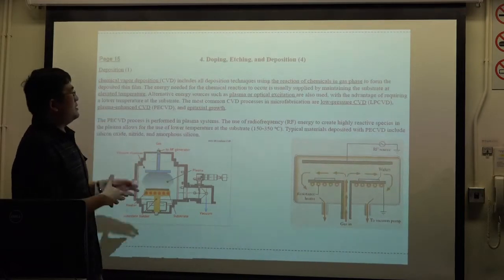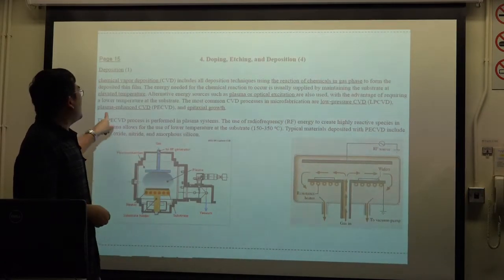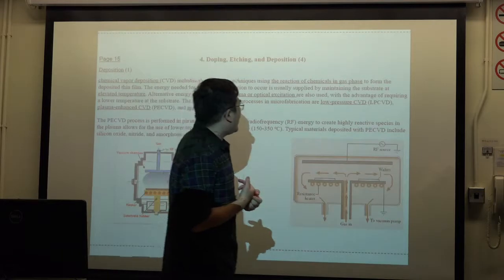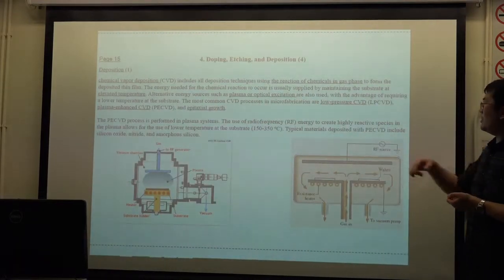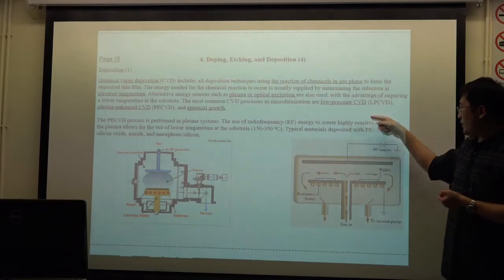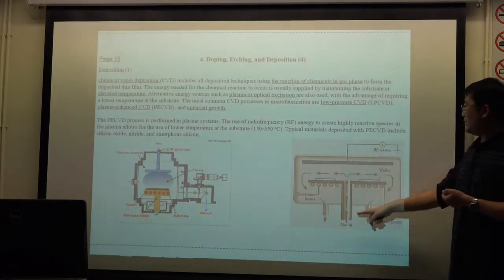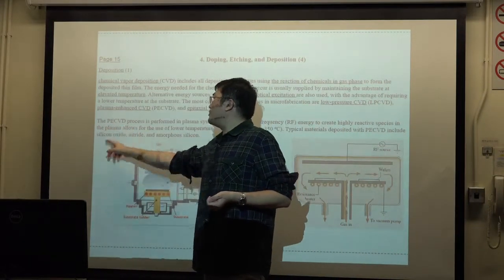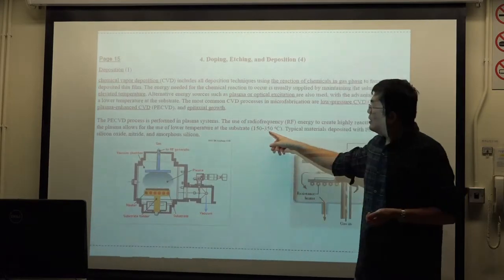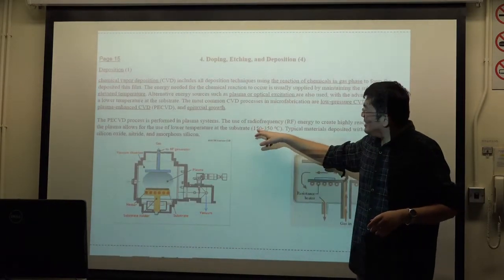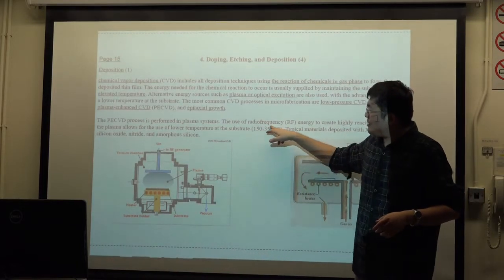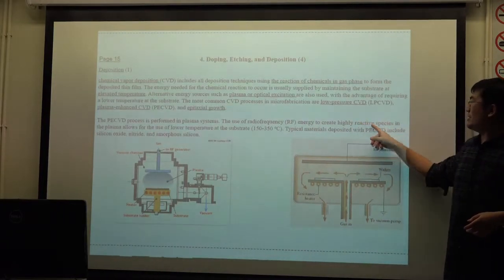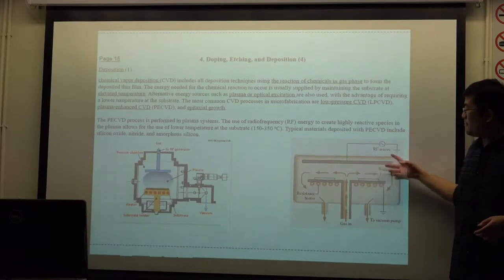There are several different types of CVD. I will just talk about plasma enhanced CVD. For plasma enhanced CVD, they use an RF source to create highly reactive species. It has an RF source here, and the gas is in plasma. The plasma is produced by the RF source, so they can use a lower temperature. You can see, low temperature is not so low: 150 to 350. They use the RF source to create reactive species in the plasma.